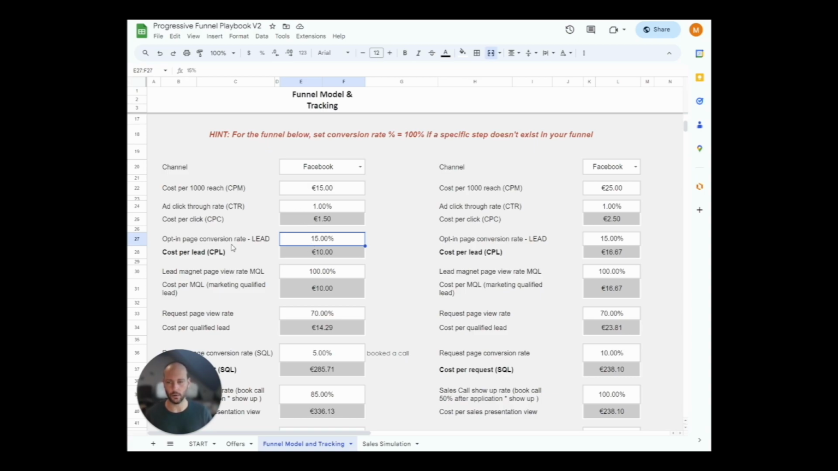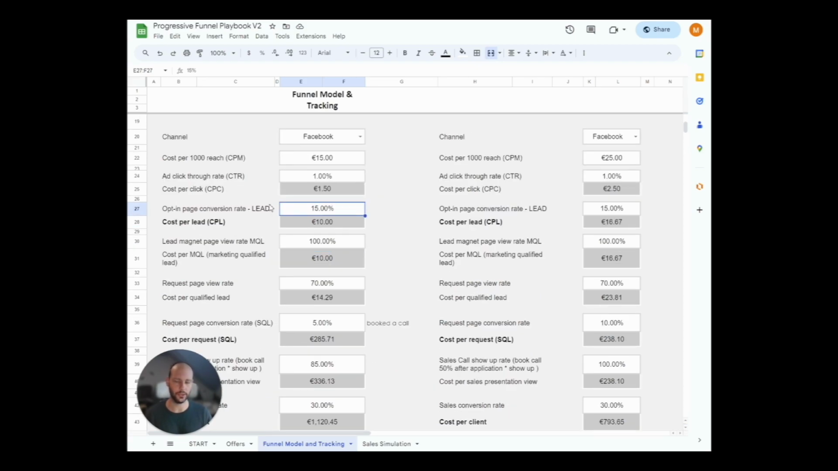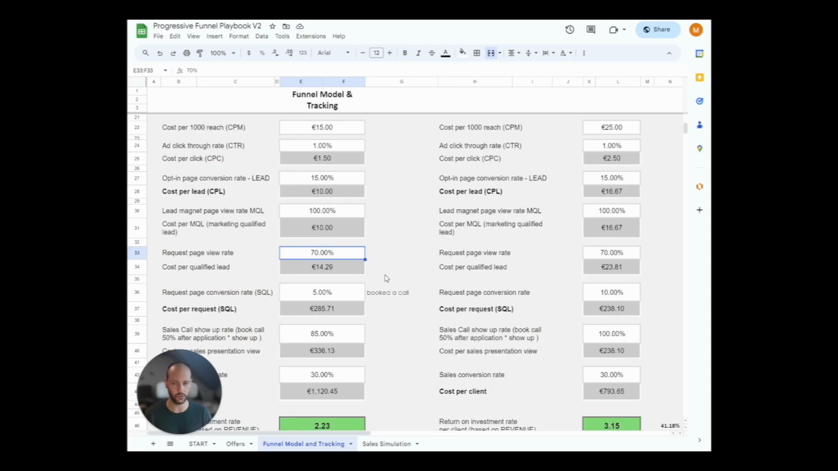Now you saw how such an opt-in page looks like. And then on the opt-in page, when they sign up, they see a thank you page. On the thank you page, they have a link to go to this lead magnet delivery page where they can watch the video or see the offer or whatever you gave them for free. 70% should minimum view that. If it is not high enough, then you need to tweak your funnel.